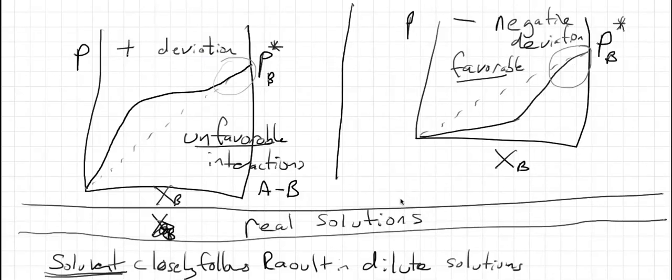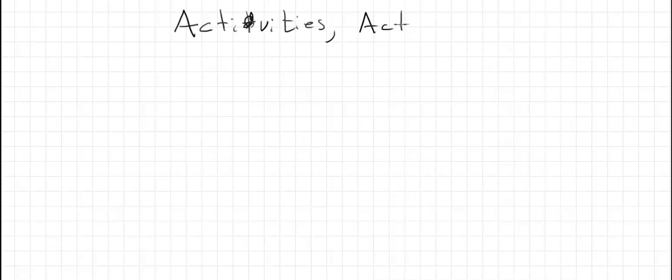All right, so how do we actually handle real solutions numerically? How do we model this part of the curve where we're not behaving ideally? We do that using something called activity coefficients. So we need to use activities. Activities and activity coefficients.